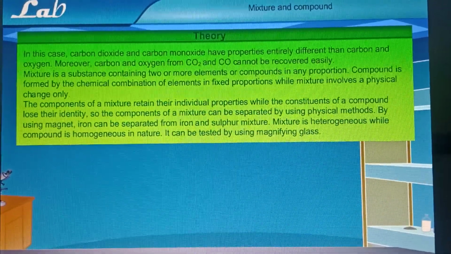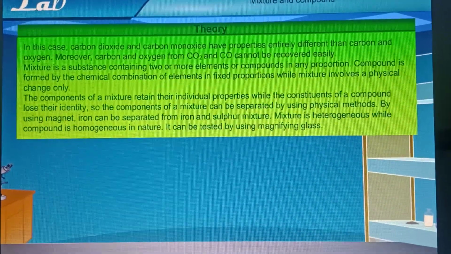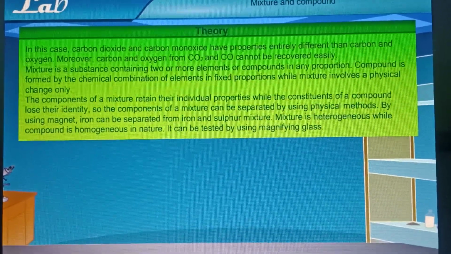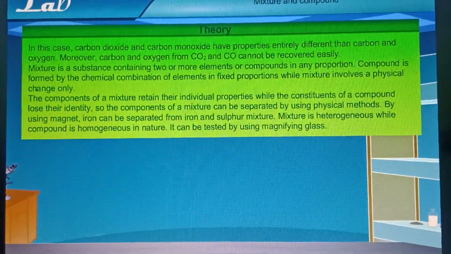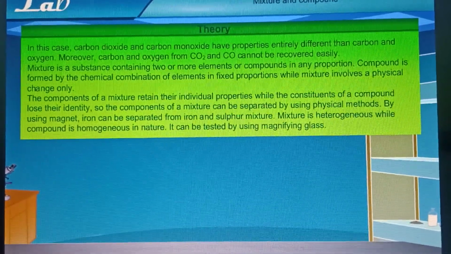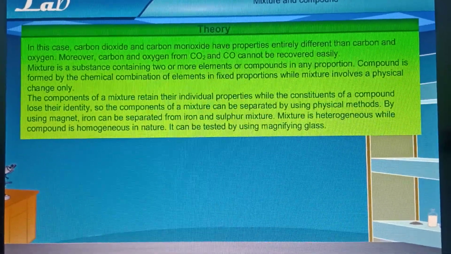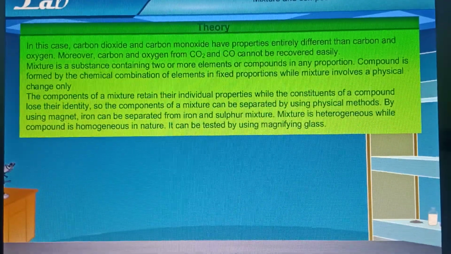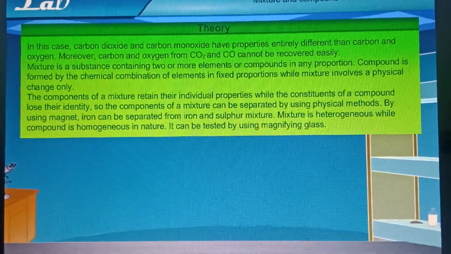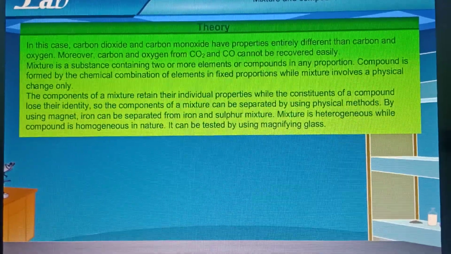Mixture is a substance containing 2 or more elements or compounds in any proportion. Compound is formed by the chemical combination of elements in fixed proportions, while mixture involves a physical change only. The components of a mixture retain their individual properties, while the constituents of a compound lose their identity, so the components of a mixture can be separated by using physical methods.